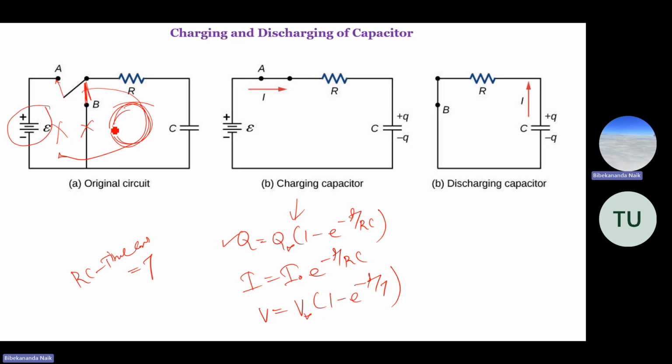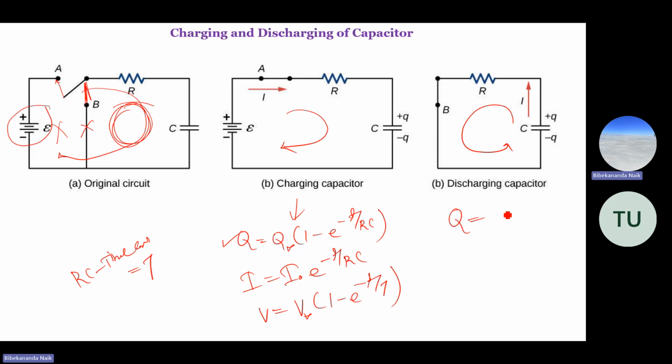Initially when it was connected to A, there was a source of voltage which was supplying current to the circuit. But here, there are no voltage sources. However, since the capacitor is charged, the capacitor will drive the circuit by discharging. Initially the current was flowing in this way, but when the capacitor discharges, the current will flow in the opposite direction, and the capacitor will act as a source of voltage.